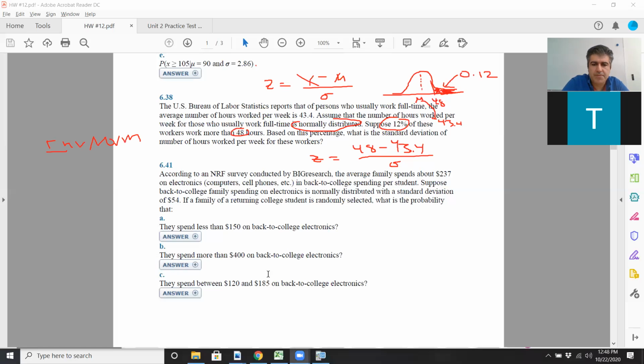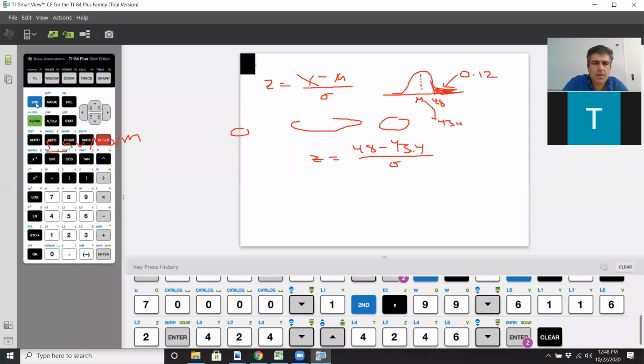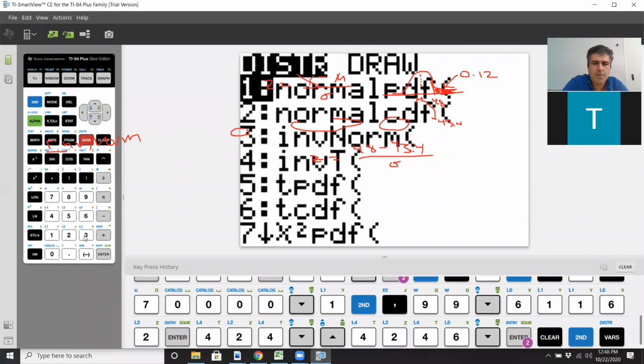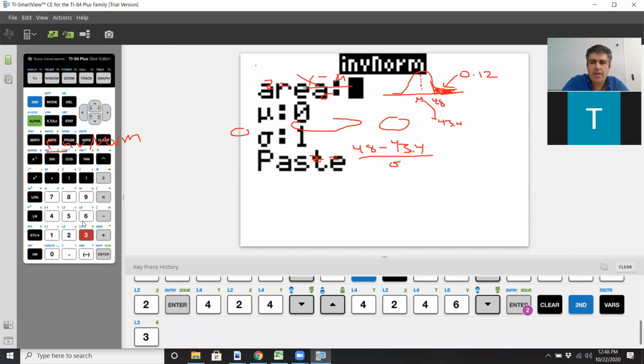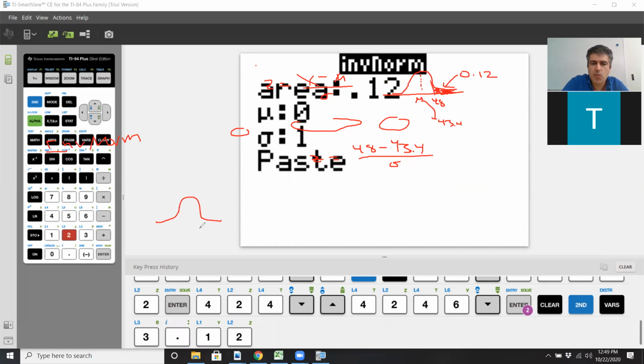So here's how it works. 2nd Vars, option 3. We don't know the standard deviation though. Crap. So let's do this. You're still going to be okay. Don't worry. Keep mu and sigma at 0 and 1. So we'll assume a different type of normal distribution where the mean is 0 and standard deviation is 1, right?